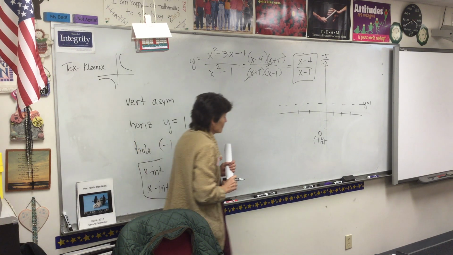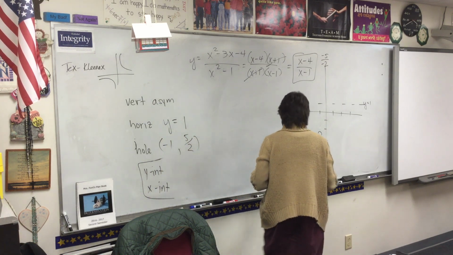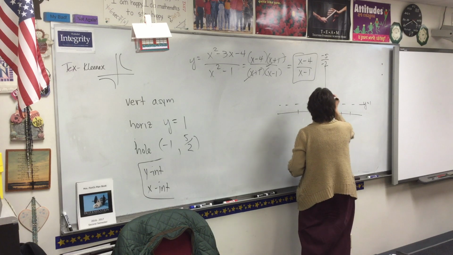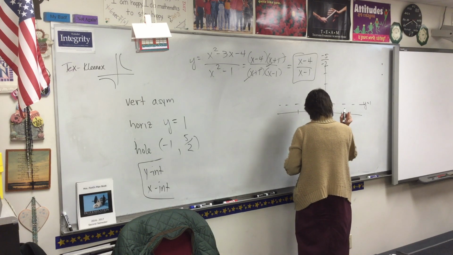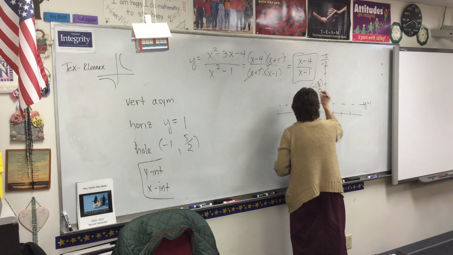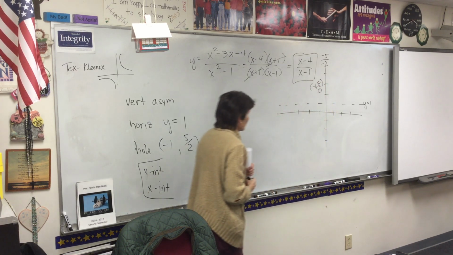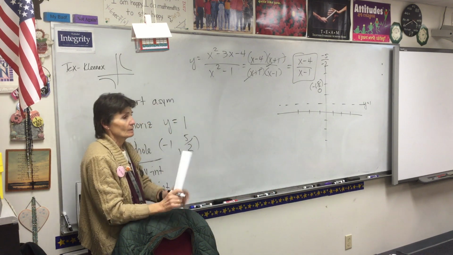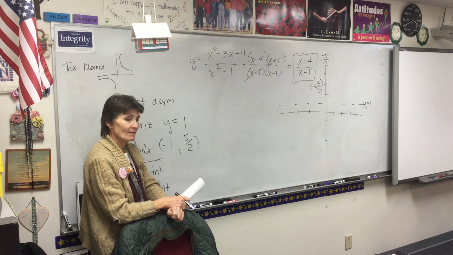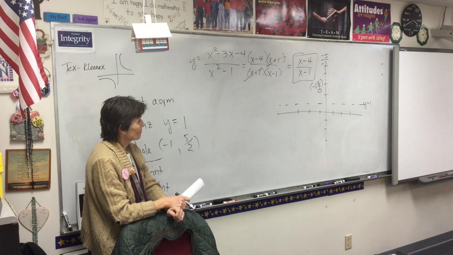Wait. So, isn't it positive? Oh, it is positive. It is positive 5 halves. Thank you, folks. So 2 and a half, negative 1, positive. So here's here. A little bit of a difference there. Thank you very much for pointing that out. So negative 1, positive 5 halves, 2 and a half.